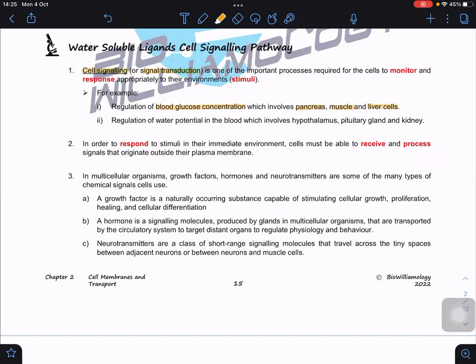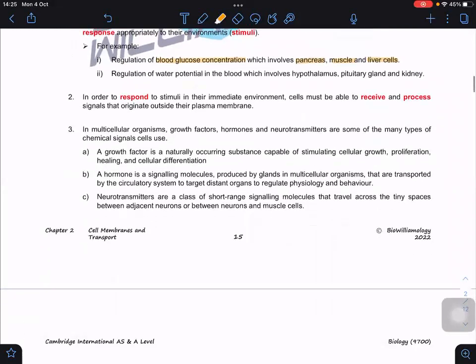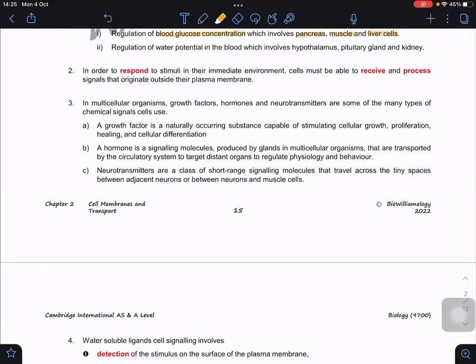So the pancreas has to send something to the muscle. The pancreas sends insulin, the hormone. You have learned about this, right? It sends this insulin to the muscle cells or liver cells. This is a form of cell signaling. Are you clear? In order to respond to these stimuli in the immediate environment, the cell must be able to receive and process the signal that originates outside the plasma membrane.